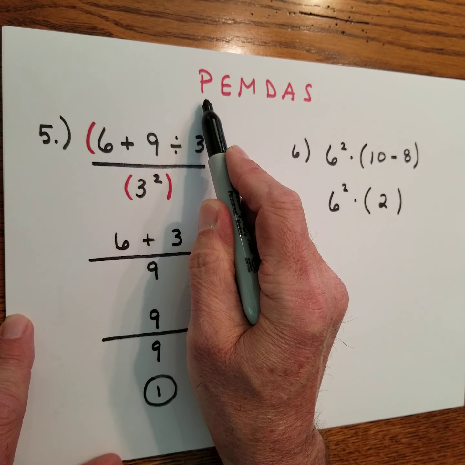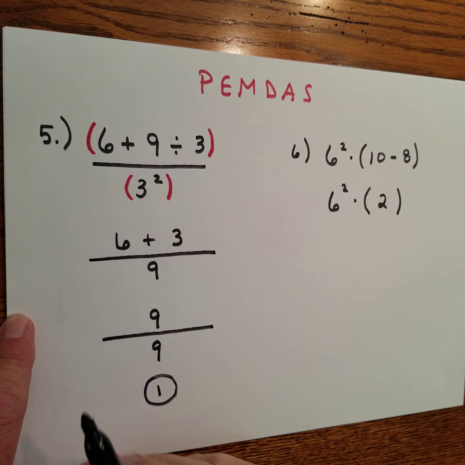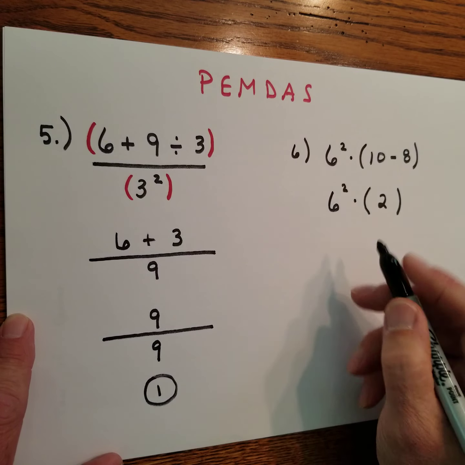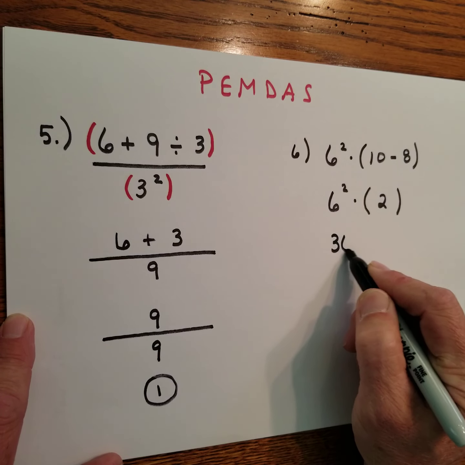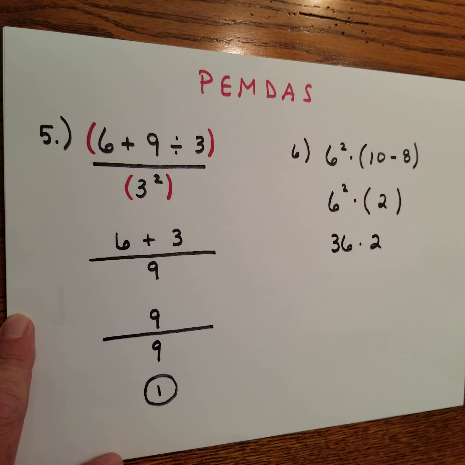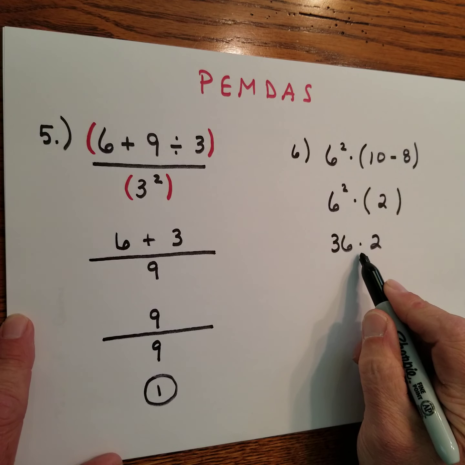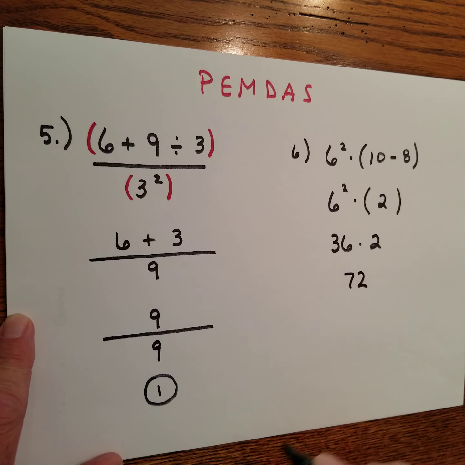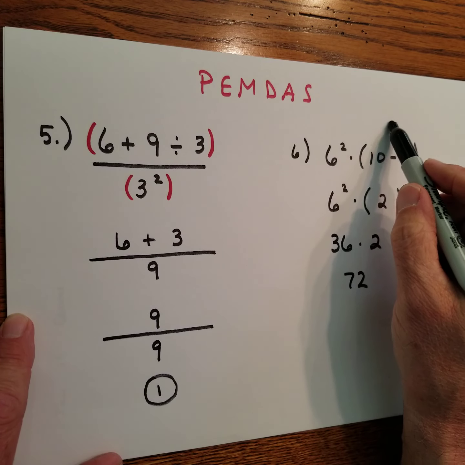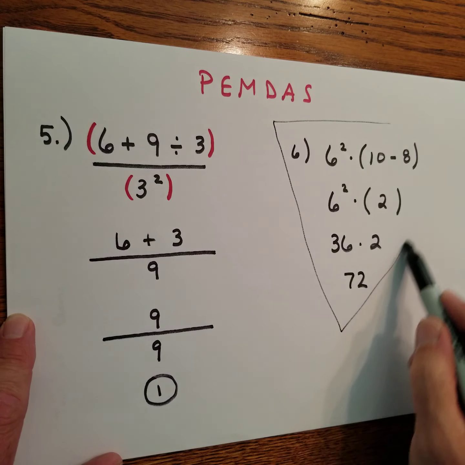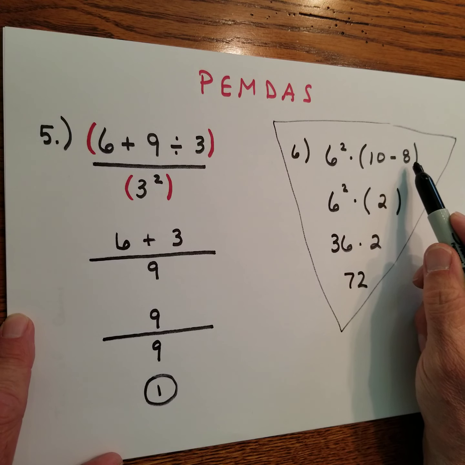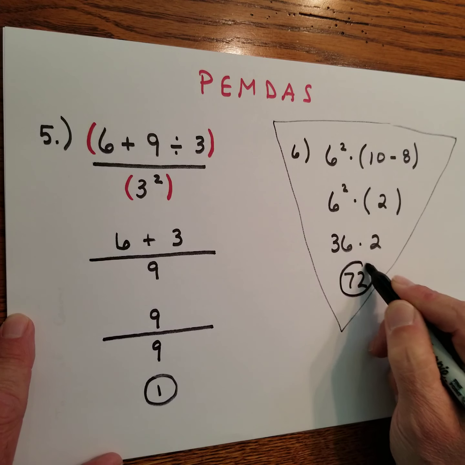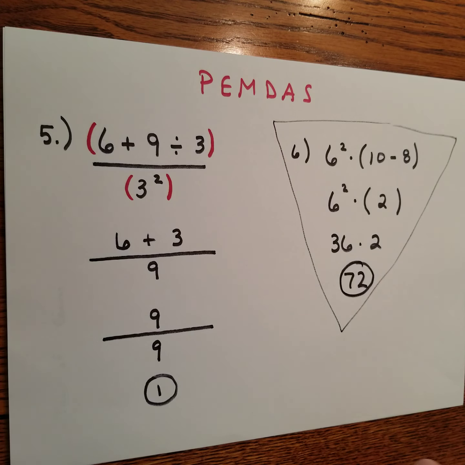After P for parentheses comes E for exponents. I have an exponent. Let's take care of it right now. 6 to the second power. 6 times 6 is 36. Now all that's left is to multiply. 36 times 2, that's 72. See how my work makes that nice triangle shape? Write the problem down. Show your work using PEMDAS. Circle that final answer. Beautiful.